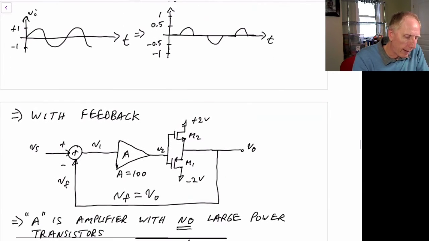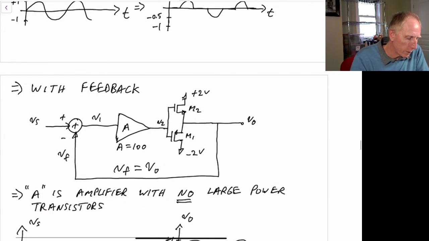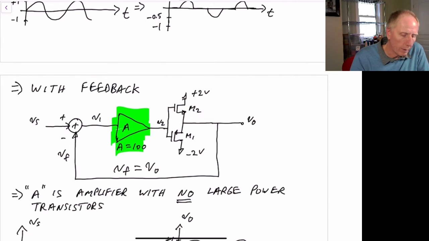Now what we can do is add feedback to improve the situation. So adding feedback, we put an amplifier here, A, and we'll assume that our amplifier in this case has a gain of 100. Now notice the amplifier does not drive a large load. The amplifier just has to drive the input of these two power transistors. So it doesn't have to drive an 8 ohm load, it's still driving a high impedance. So it can be regular small signal transistors in here and no power transistors at all in this amplifier.